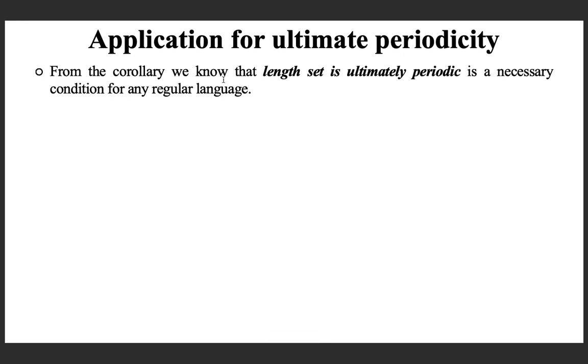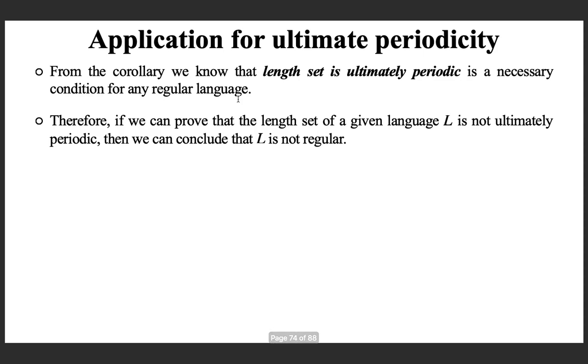From the corollary, we know that the length set being ultimately periodic is a necessary condition for any regular language. Therefore, if we can prove that the length set of a given language L is not ultimately periodic, then we can conclude that L is non-regular, because for any regular language, the length set must be ultimately periodic, which is a necessary condition. So we can apply the ultimate periodicity result to prove that certain languages are non-regular.